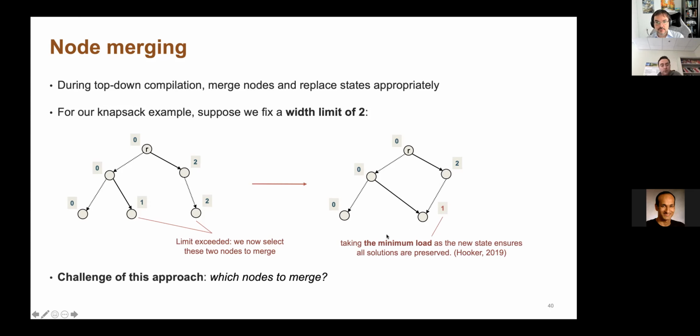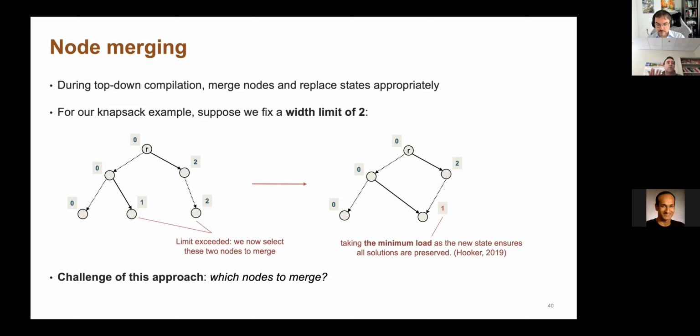Now, there's many questions here. One of the questions is, well, how do you define this merging operation? But even if you have that, which nodes do you merge? Because suppose that you actually allowed yourself a width of 100 and you're on some layer J, and suppose it's a binary program and you were to build every single node out, and suppose there was no natural merging based on the states that you had, you would now have a decision diagram where the J plus first layer has 200 nodes. And if you want to keep it to 100 nodes, you're going to have to figure out exactly how you break them down to merge them.